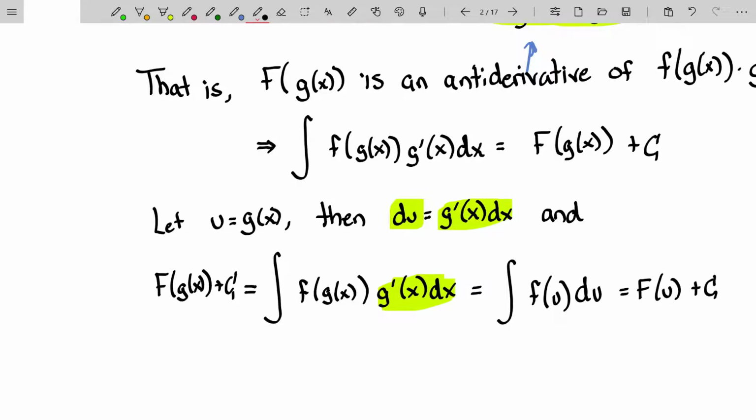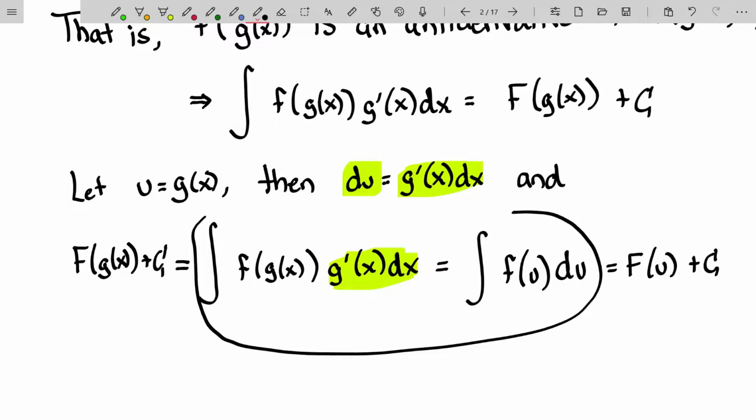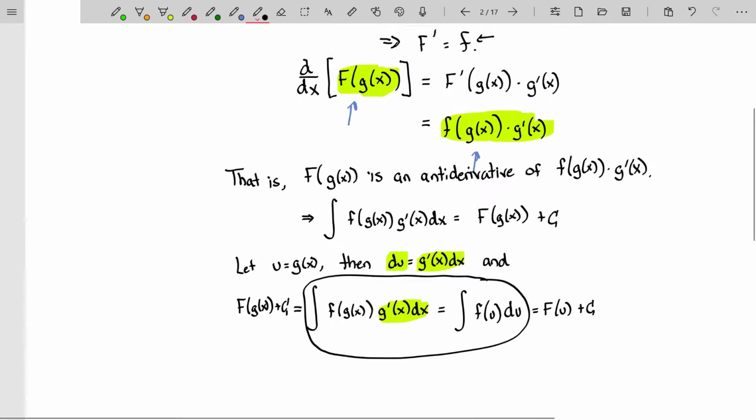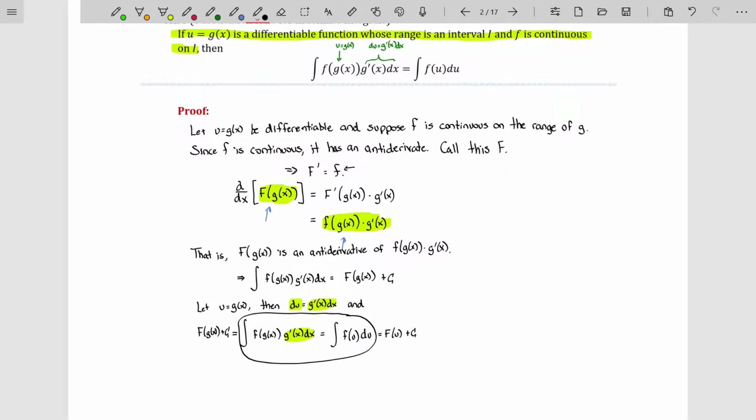Now, I went a little bit more than I needed to on that one, honestly. All I really wanted to prove was that this equality was true, but I just wanted to throw everything else in there as well. But that middle part is what's important. That's actually the proof of the substitution rule for indefinite integrals.